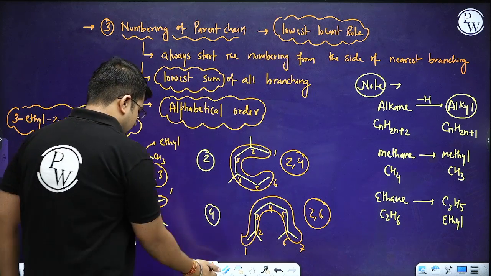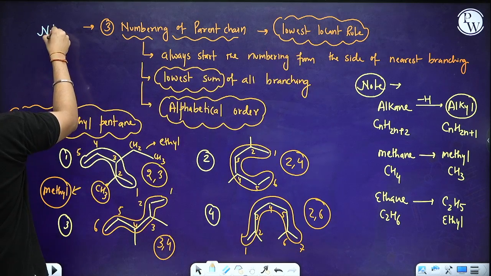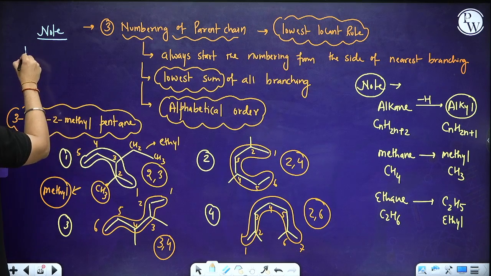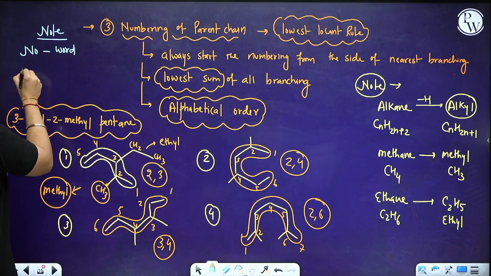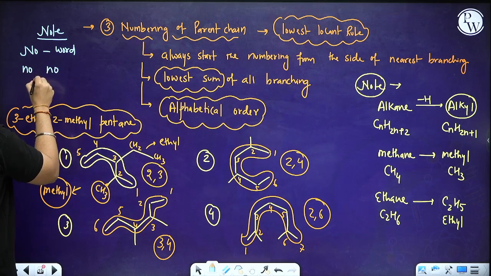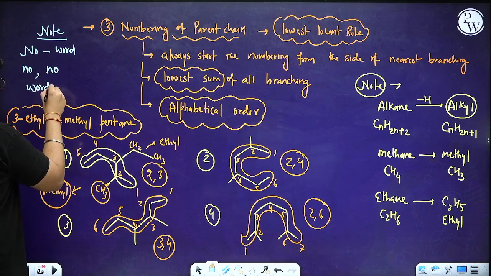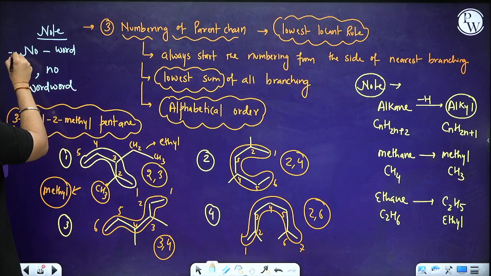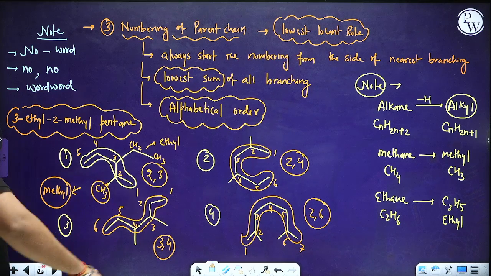Now one thing which I want to mention here, just note down that important point. Whenever you are writing number and word, one hyphen should be there. When you are writing number and number, one comma will be there. And when you are writing word with word, there should be no space in between. Okay, these three things you have to remember whenever you are dealing with the nomenclature part. I hope this part is clear.